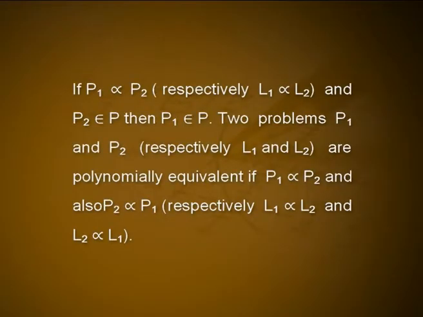Theorem 1. If P1 is polynomially reducible to P2, respectively L1 to L2, and P2 is an element of P, then P1 is an element of P. Two problems P1 and P2, respectively L1 and L2, are polynomially equivalent if P1 is reducible to P2 and also P2 is reducible to P1. Respectively, L1 is reducible to L2 and L2 is reducible to L1.